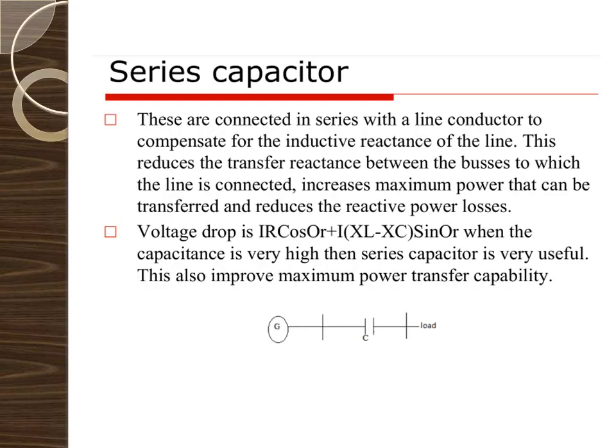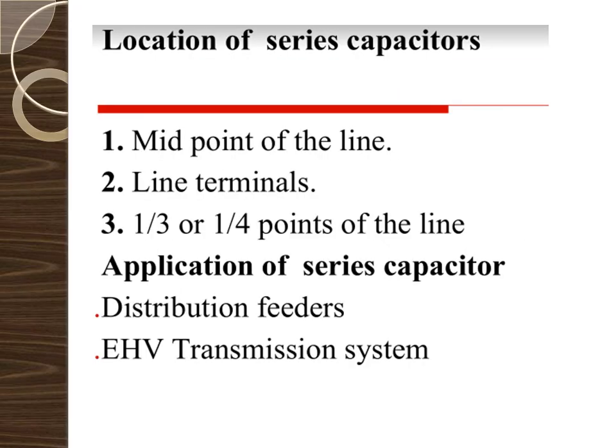Next, series capacitor. They are connected in series with the line conductor to compensate the inductive reactance of the line. This reduces the transfer reactance between the buses and the line connected. Increase the maximum power. Voltage drop when the capacitance is high. The series capacitor is very useful. This also improves the maximum power transfer capability. Location for series capacitor: midpoint of the line, terminal, 1/3 and 1/4 point of the line.